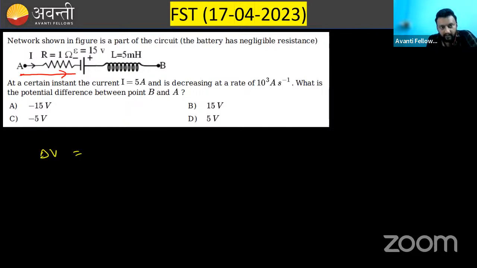So delta V, I am going from A to B, that means I am writing VA minus VB. VA minus VB is what? First of all, there is a resistor of 1 ohm. Current is 5 ampere. That is I into R, 5 into R, where R is 1 ohm.